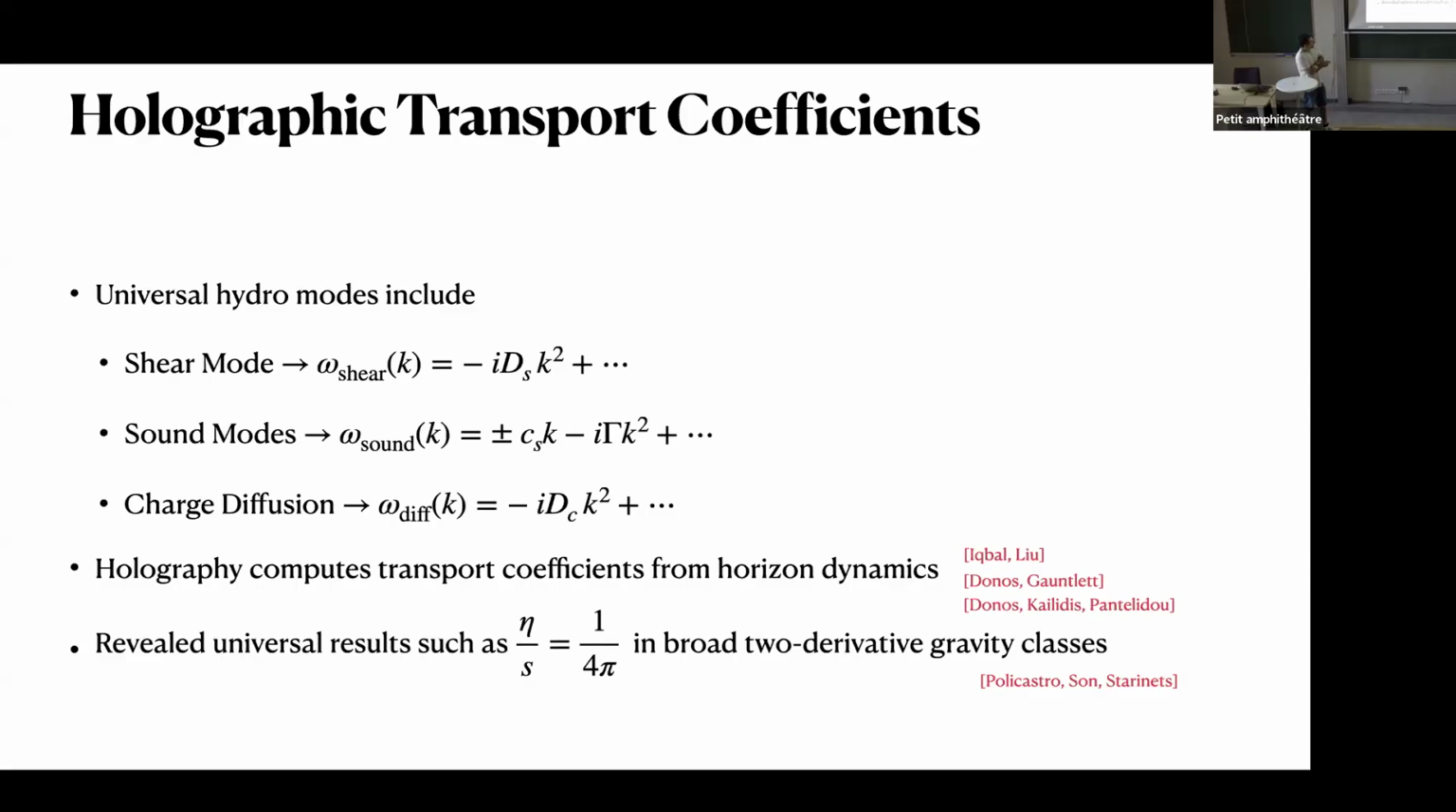Now, one of the interesting results that came from holography, just by looking at these transport coefficients, is that for broad classes of two-derivative gravitational theories, no matter what you do to it, you can deform the theory, you can do flows, but what you always seem to have is that the ratio of shear viscosity over the entropy density is 1 over 4 pi, and that's for a very big class of theories.